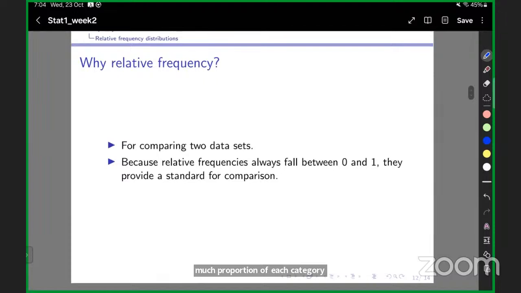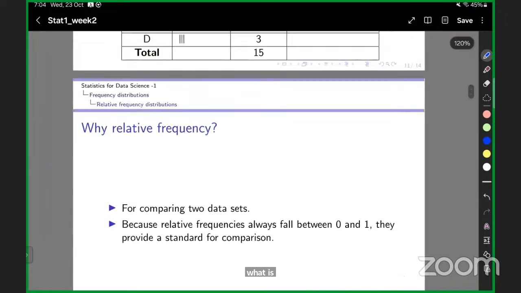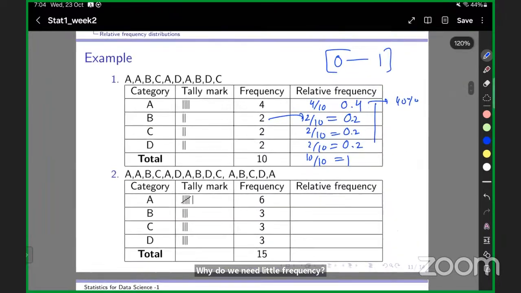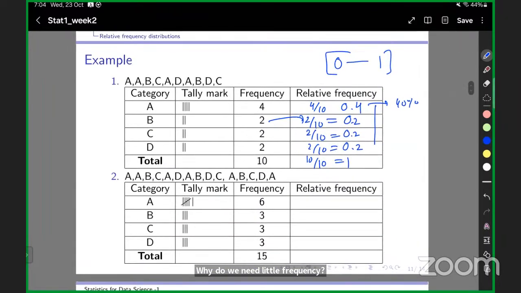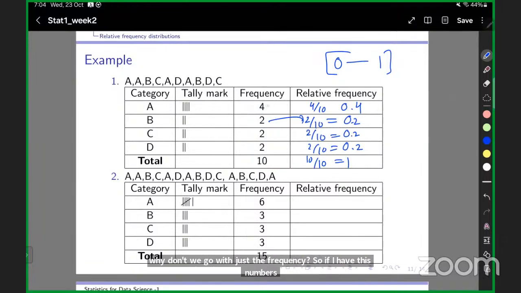Why do we need relative frequency? Sir, can you repeat how much proportion is that? Relative proportion. Okay, so why do we want relative frequency and why don't we go with just the frequency? If I have these numbers, I don't know how much 4 is of my whole data set. But from looking at relative frequency, I can know that this is 40% of the data, right?